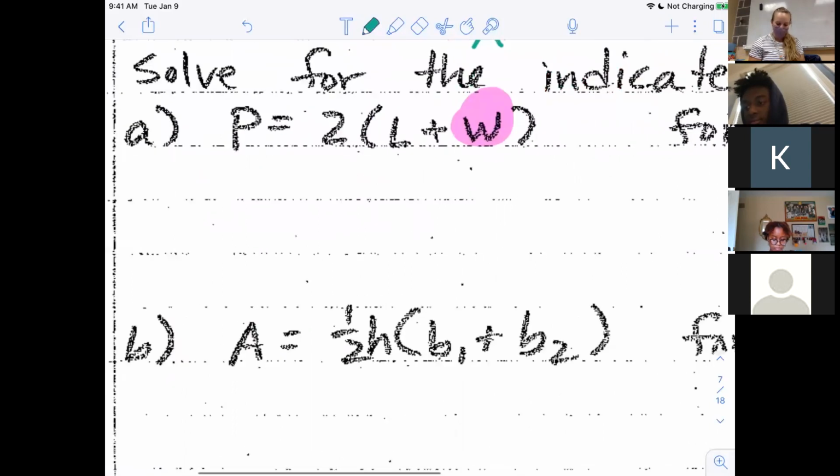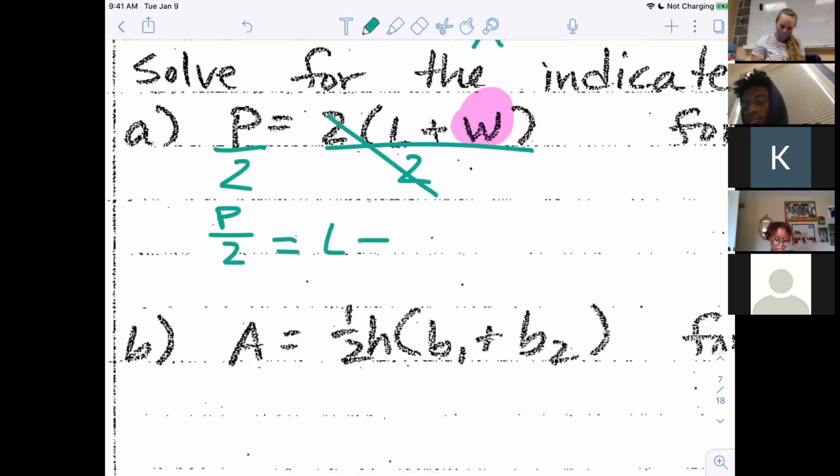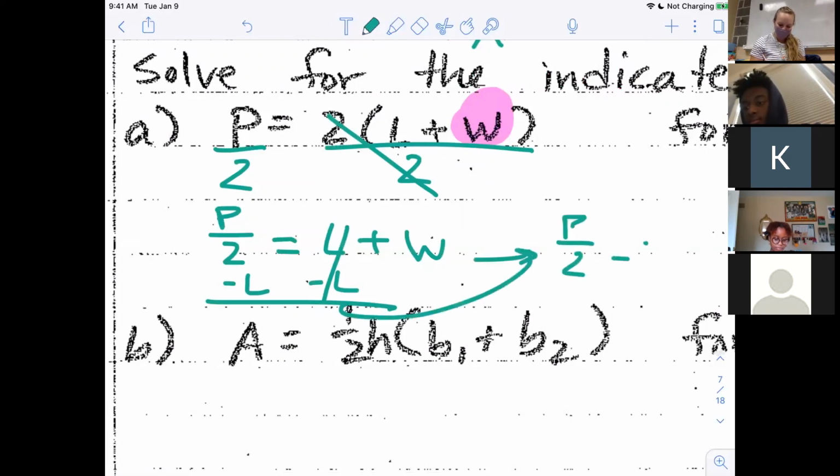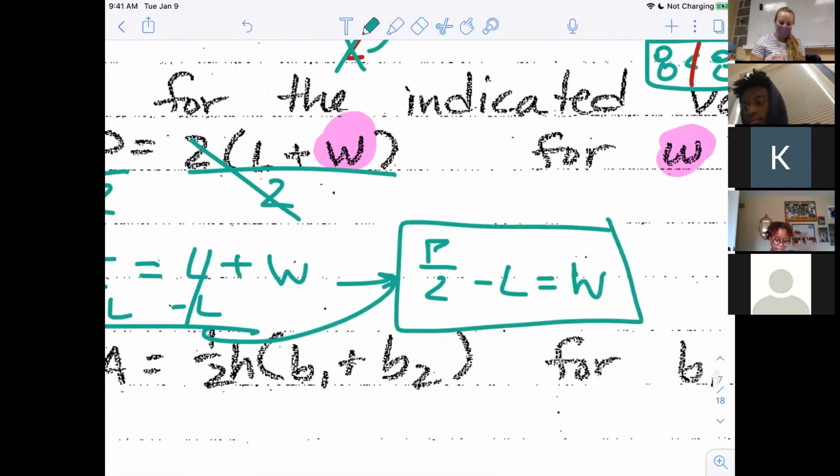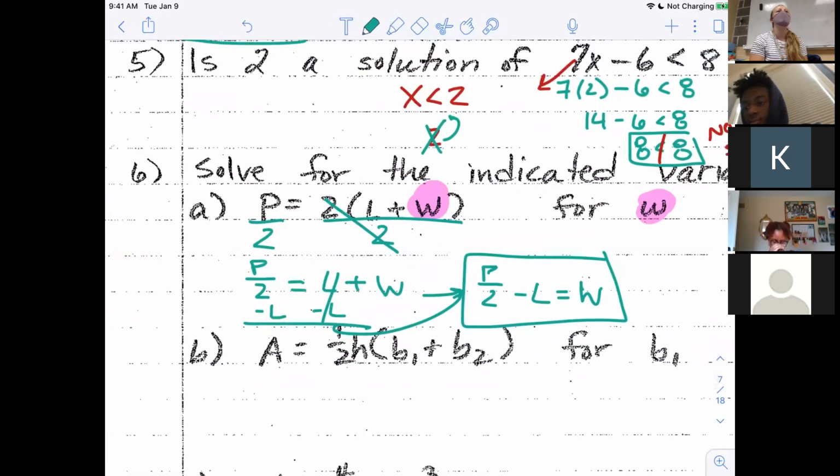So I've got P equals 2 times L plus W. I'm going to divide by 2 because that's just going to get what's outside the parentheses away. So I've got P over 2 is equal to L plus W. And then I'm going to minus L from both sides. Sometimes we have trouble with this because there's nothing to combine. That's okay. I can leave it like this. My final answer, I ran out of room, so I'm going to go over here. I'm going to write P over 2 minus L, and that equals W. That's all I want. You want an ugly expression that has W by itself at the end. That's what we want.